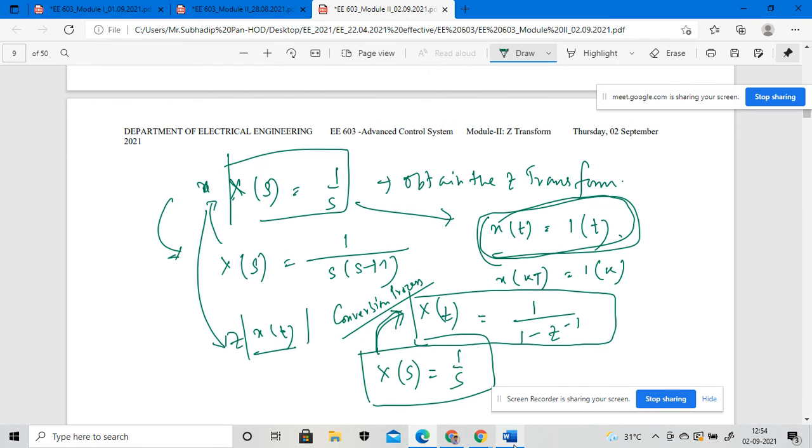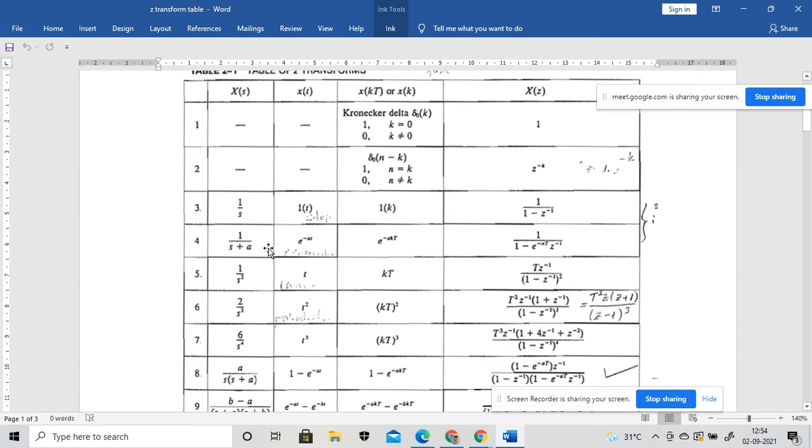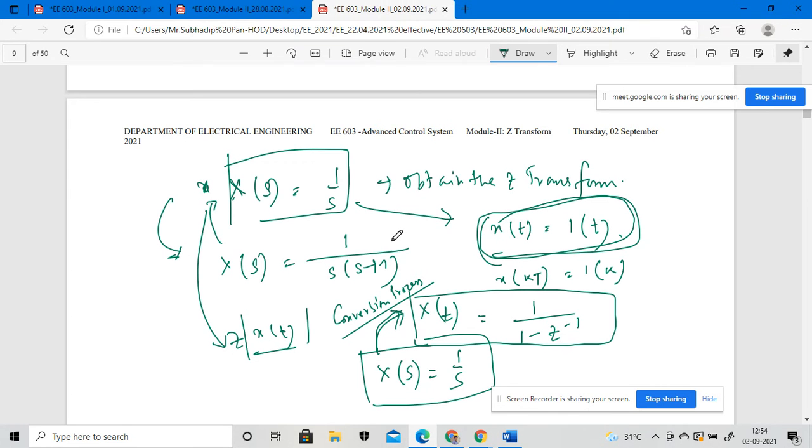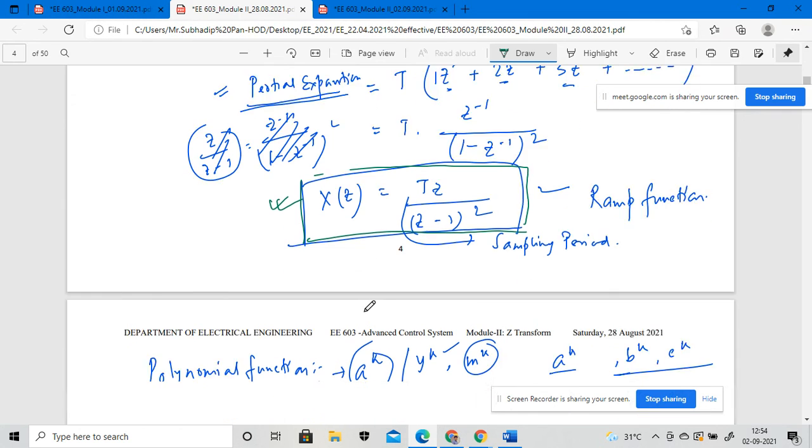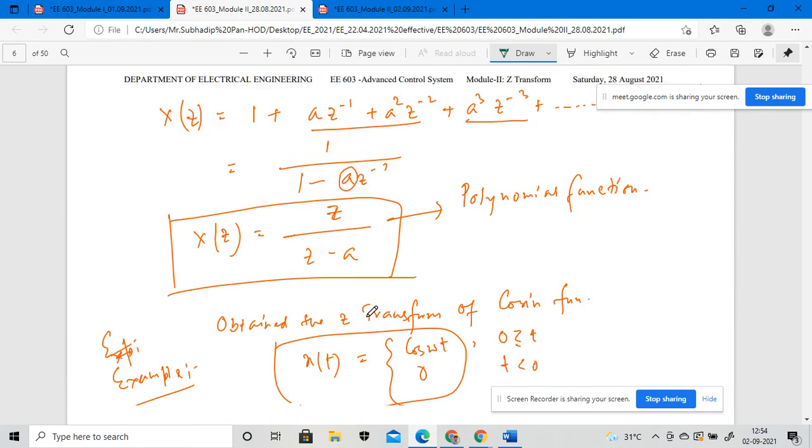Okay. So again in the next, you have to check all the table. This is for the exponential function. If x of s is equal to 1 by s plus a, then your output value will be x of t equal to e to the power minus at, as I told you, the exponential function. If it is a kt function, then it will be considered as e to the power minus akt. Then it will come 1 divided by 1 minus e to the power minus at z inverse. The same thing which I derived in the previous lecture.